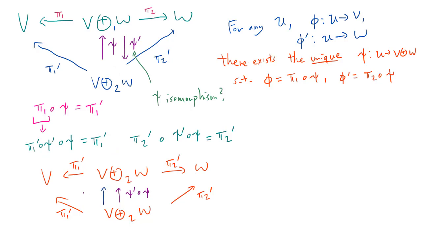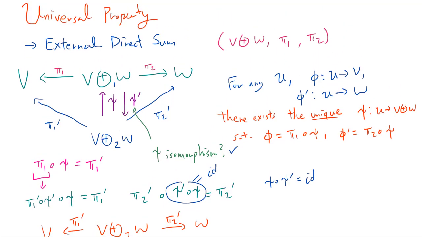But of course, if you consider the identity map on V plus 2 W, the identity map also makes the universal property satisfied, because when we apply the identity map and we apply pi1 prime, that's of course going to be pi1 prime. And similarly on the right hand side. And since this arrow here has to be unique, that's telling us that psi prime composed with psi is in fact the identity map on V plus 2 W. And similarly, by starting with pi1 prime composed with psi prime instead of pi1 composed with psi as we did here, you should be able to show that psi composed with psi prime is also the identity map, and that of course concludes the proof that psi is in fact an isomorphism, exactly as we wanted.